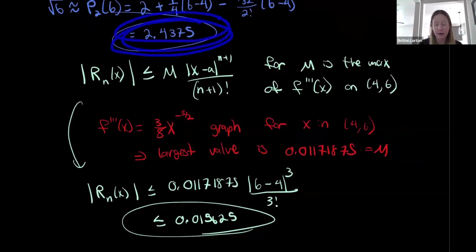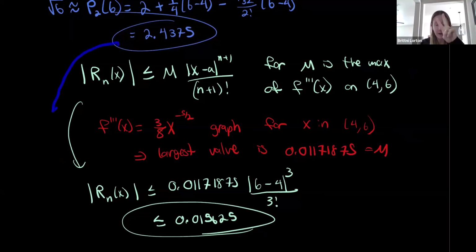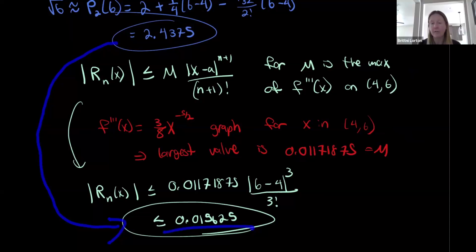I estimated it right here. I don't know what the true value of the square root of 6 is, but I do know that if I use that second order Taylor polynomial, whatever my error is, I don't know what it is, it's smaller than 0.015625. I don't know what my error is, but I know it's smaller than this.